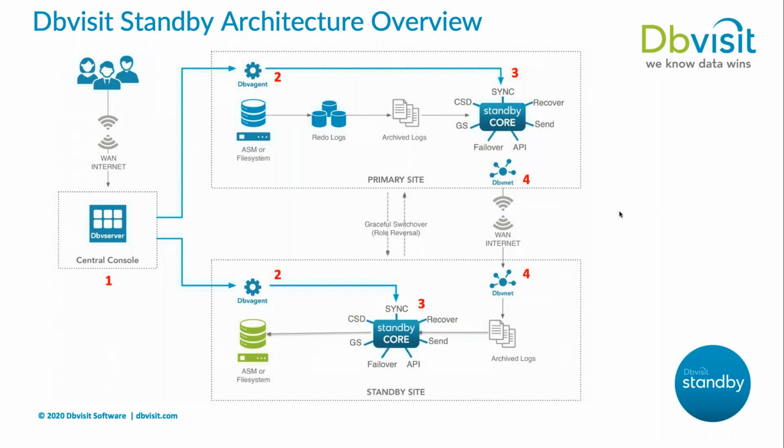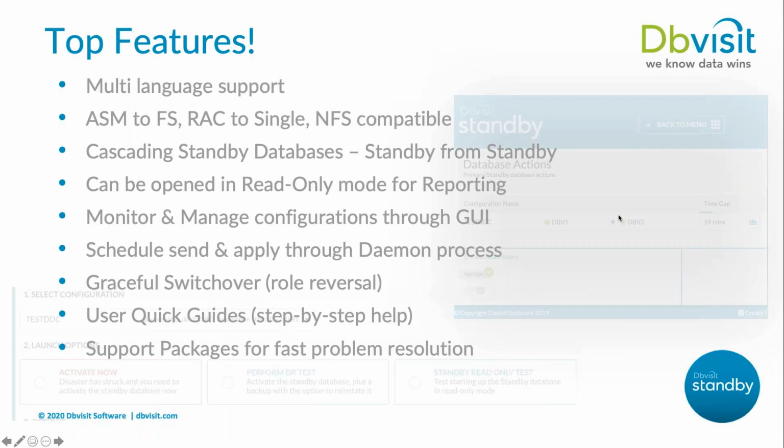So this is the architecture and then network communication. So these are the top features of your Dbvisit Standby. And the next thing is Graceful Switchover. It's completely a role reversal. For example, when you do a Graceful Switchover, there is zero data loss, wherein your primary becomes your standby and your standby becomes your primary database.